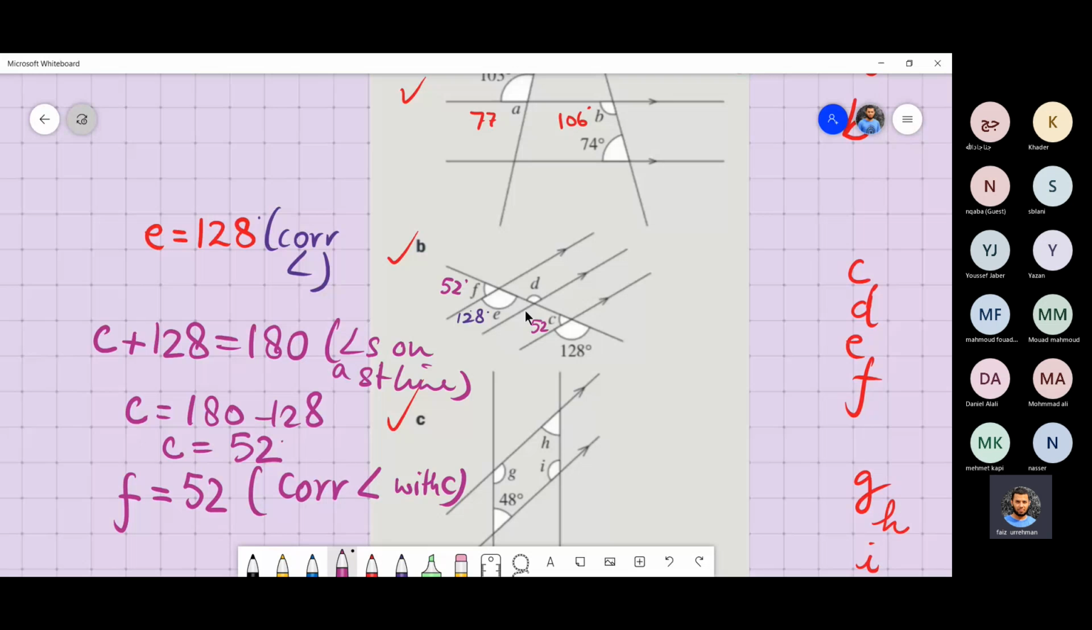Now D is remaining. How can we find D? Alternate. Alternate with which angle? Alternate with angle E. So D will be how many degrees? 128. Yes. And the reason is alternate angle with E. Okay, now we will go to the next lesson.